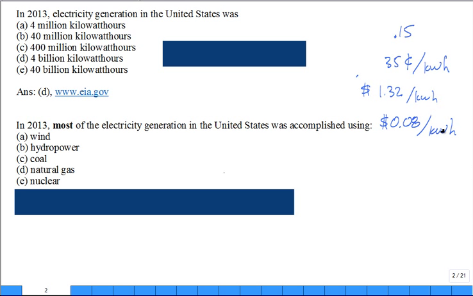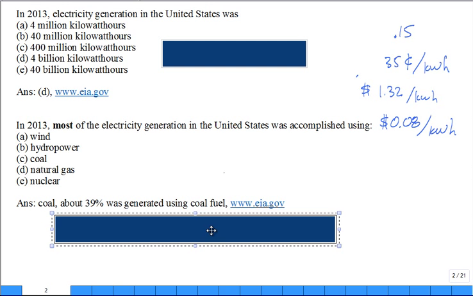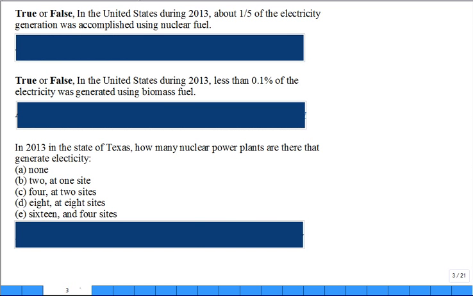How many people have ever lived in Houston or Dallas? Electric bills higher there? It is a little higher. And so we are getting a good bargain here in San Antonio. We're roughly a little lower than 10 cents per kilowatt hour average. It depends on fuel fluctuations. Most of the electricity generation in the United States was accomplished using coal, 40% in 2013. It's down a little bit. True or false, during 2013 in the United States, about one-fifth of the electricity generated was accomplished using nuclear. True.